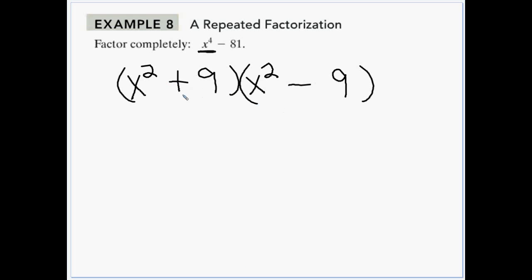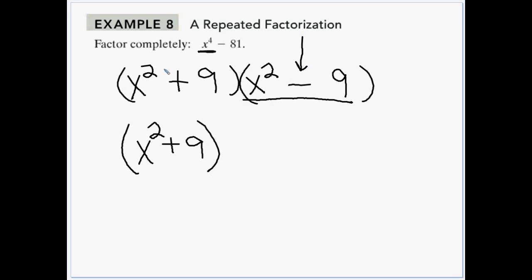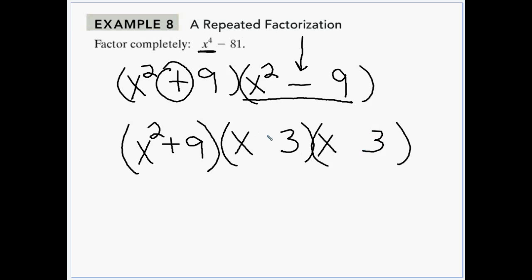If you move on to the next problem here, we're not done. This one is left incomplete. The x squared plus 9 cannot be factored any farther, but the x squared minus 9 can. Remember, it's always the difference of squares, never the sum of squares. So the x squared minus 9 is again factorable. The factor of x squared will be x times x, and then 9, the square root of that is 3. One of them is plus, one of them is minus.